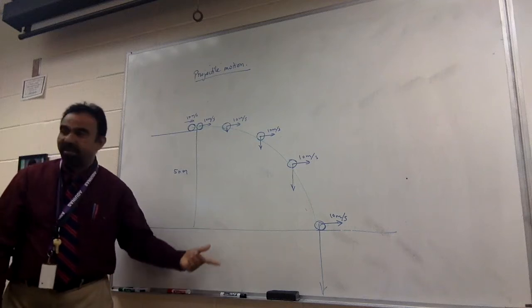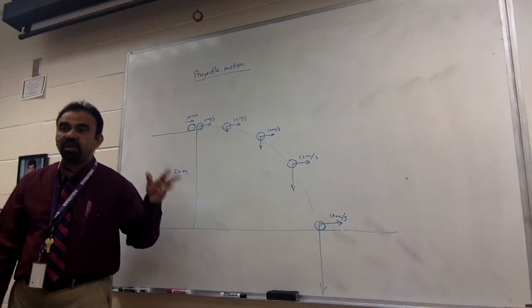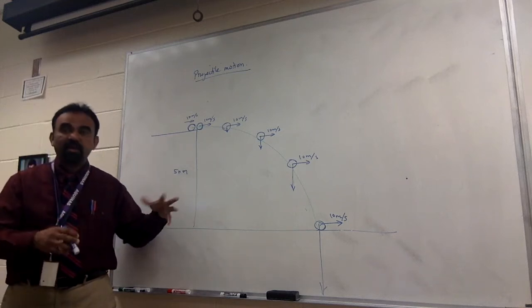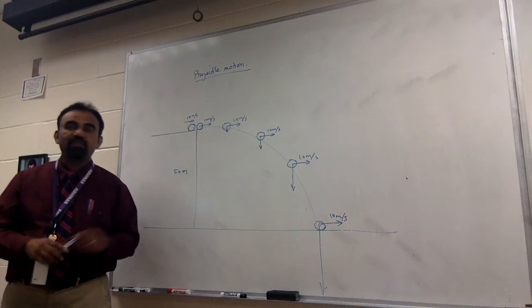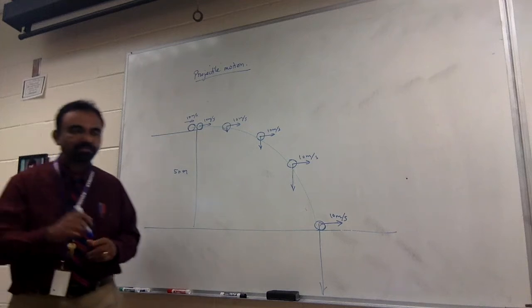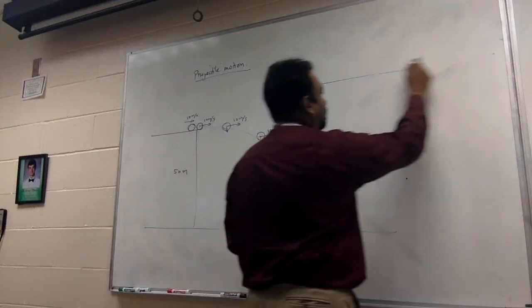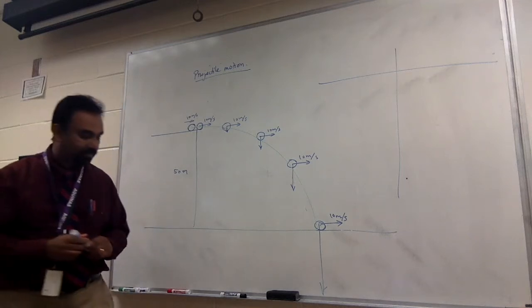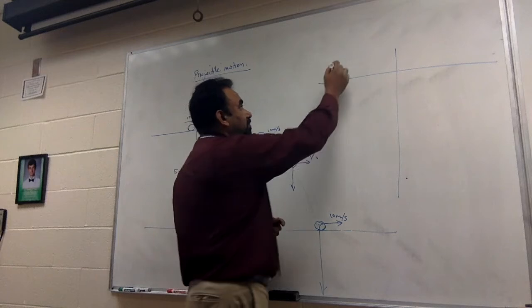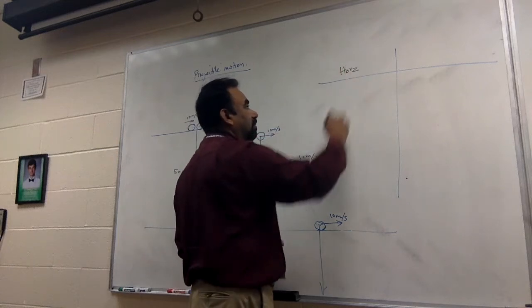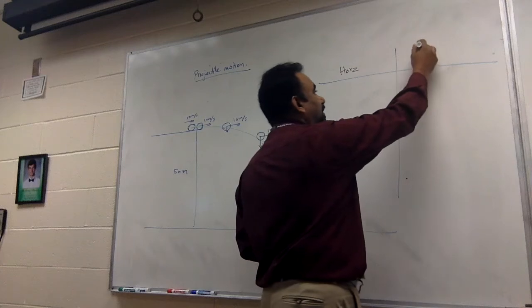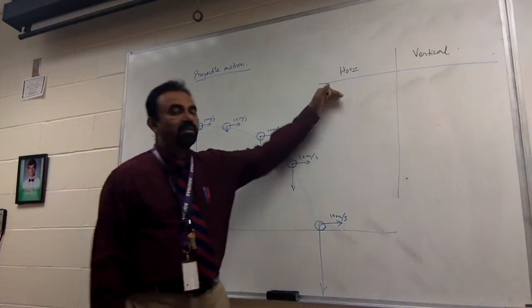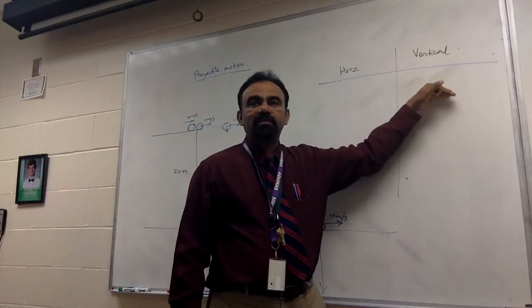Question is, where does it land and when does it land? So if I roll the bowling ball from this building top, where and when does it land? Now to solve these kinds of problems, what you should do is this. Create a table. You split the whole problem into two problems. And what do you write over here? Write horizontal. And on this side you write vertical. So horizontal here, vertical here.